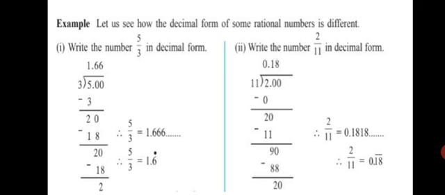Again 3 6s are 18. 2 is the remainder. So you will see that 2 is the remainder every time now. That means 1.666 it will go on. 5 upon 3 is equal to 1.666 and so on.